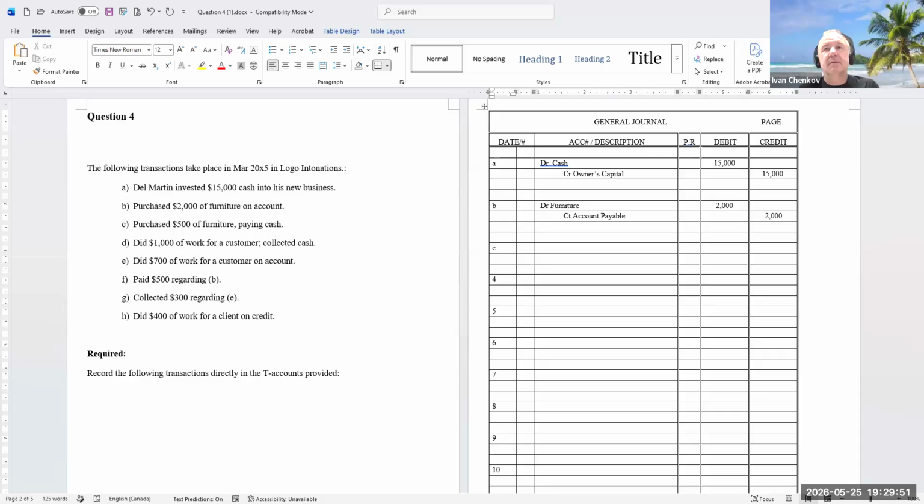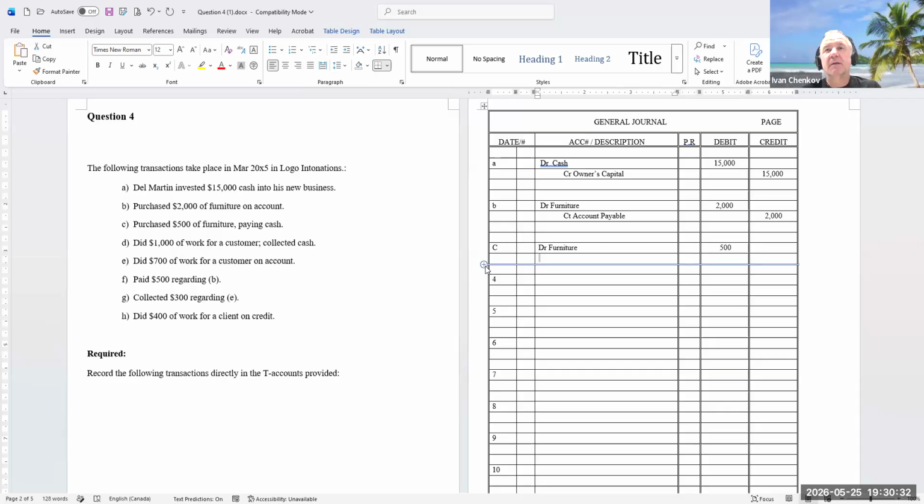Let's go to letter C. What's happened in letter C? In letter C, we purchase more furnitures, but this time we pay in cash. What are we going to do? How are we going to do this? What does the business get? We're going to debit furnitures for the amount of $500.